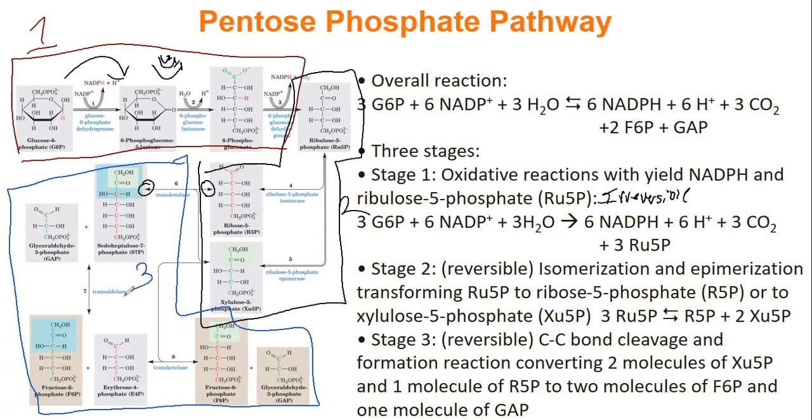In phase three, we're going to take two molecules of xylulose and one molecule of ribose, and we're going to make two molecules of fructose 6-phosphate and one molecule of glyceraldehyde 3-phosphate. We'll talk all about this. We'll talk about the logic of this. But we've gone over a lot of pathways, so we will save this for Thursday. We will finish this PowerPoint on Thursday.